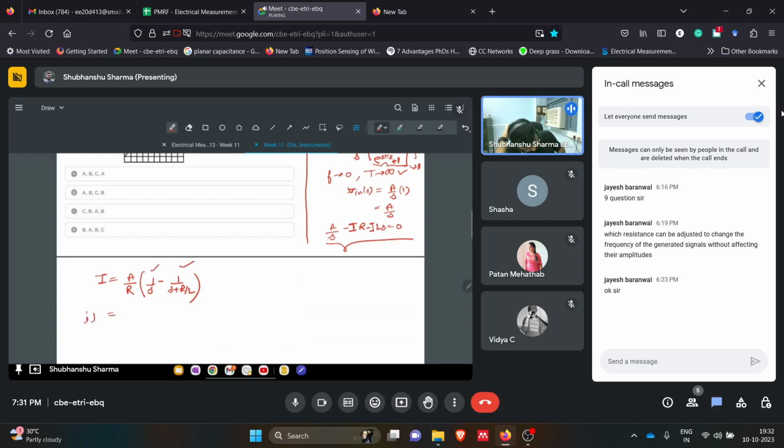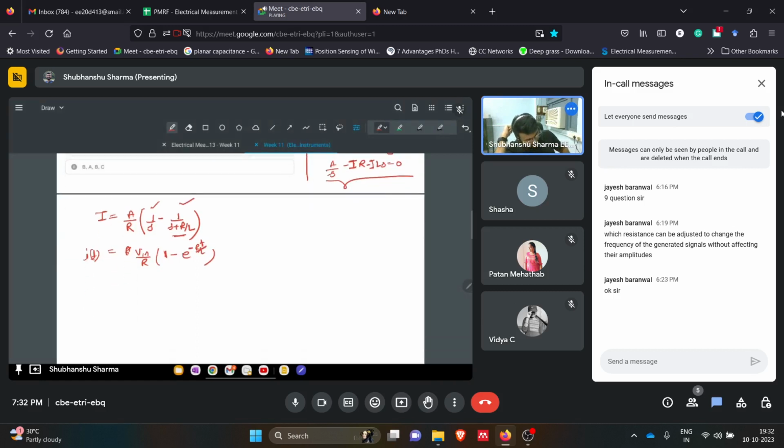So I of t will be, I will just write Vin instead of A, you can say it's the amplitude. So this will be Vin by R times 1 minus e to the power minus R by L t.